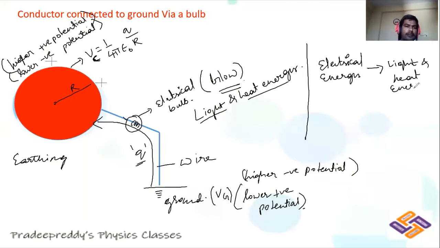right? So the points to be concluded are: whenever you are connecting a charged body to the ground, charge gets transferred either from conductor to the ground or from ground to the conductor. That depends upon the potential of the ground as well as the conductor. And when the charge is being transferred through the wire, if you are connecting any consumer there, in such cases that consumer will convert electrical energy into light energy or heat energy or any other form of energy. So this is what happens when you are connecting a conductor to the ground.